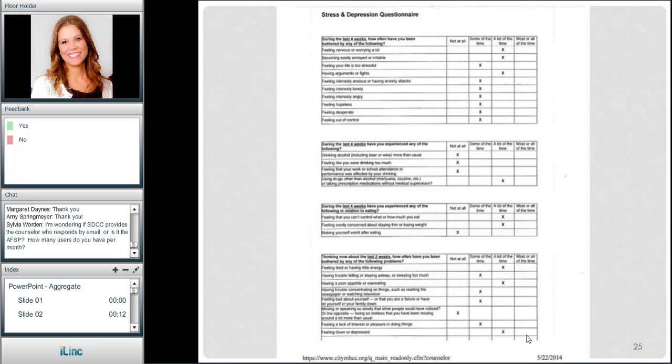I'm looking at these questions down here in the chat. I'm wondering if SDCC provides the counselor who responds by the email. Oh, it is our counselors at SDCC. It's not AFSP. And then as far as users per month, I probably should have checked that beforehand, maybe 20, 25.